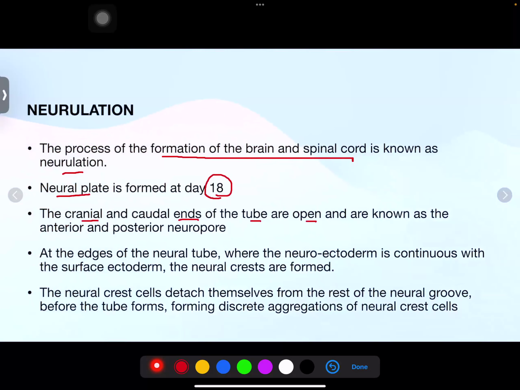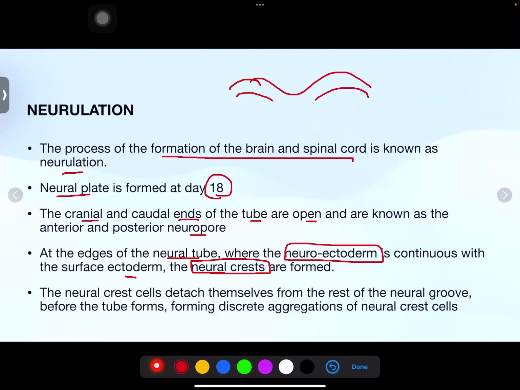And the cranial and caudal ends of the tube are open. They're called the neuropores. At the edges of the neural tube, there would be the neuroectoderm, which is continuous with the surface ectoderm, and the neural crest cells are formed. So these are the neural folds. They just deepen like this, and then the neural tube forms.